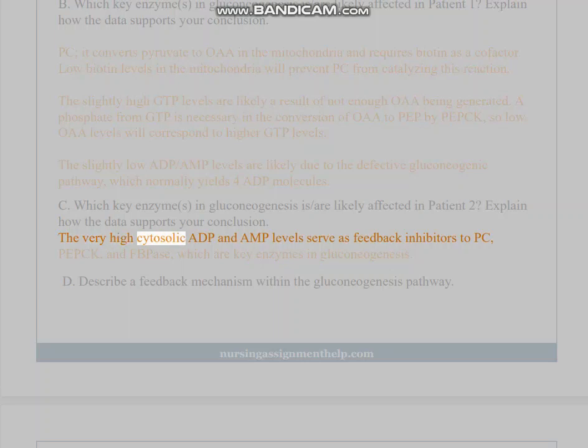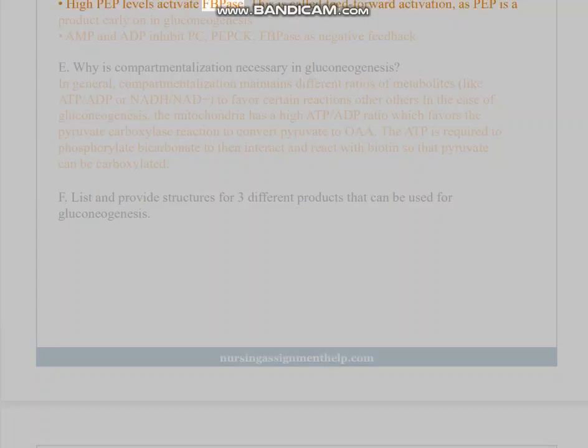The very high cytosolic ADP and AMP levels serve as feedback inhibitors to PC, PEPCK, and FBPase, which are key enzymes in gluconeogenesis. D. Describe a feedback mechanism within the gluconeogenesis pathway. High PEP levels activate FBPase. This is called feed-forward activation, as PEP is a product early on in gluconeogenesis. AMP and ADP inhibit PC, PEPCK, FBPase as negative feedback.